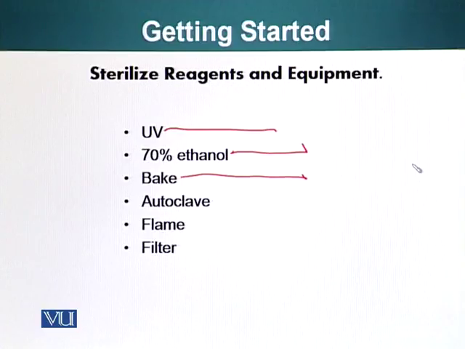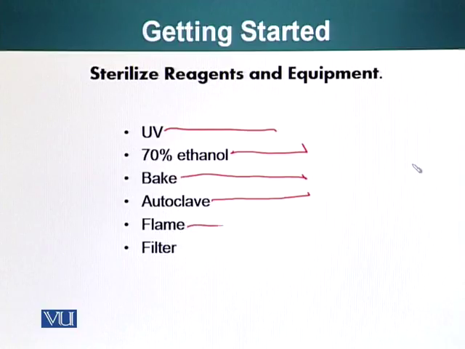Autoclaving. There are certain reagents or certain materials that you cannot bake. For example, you cannot bake plastic because it will melt. You cannot bake media that you have prepared because if you do that, it can denature the different components in the media. So for such pieces of equipment or such reagents that you want to sterilize, you can autoclave them. Autoclave basically kills germs by two different mechanisms, heat and pressure. So autoclaving is also a very good strategy to kill different organisms.